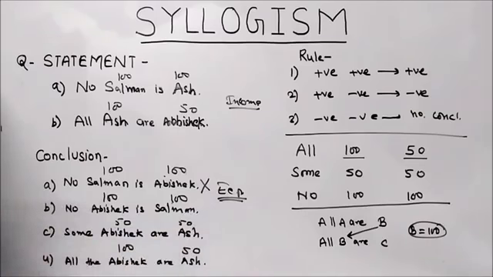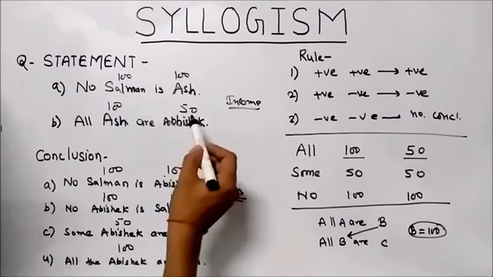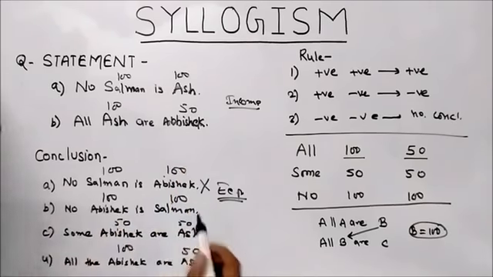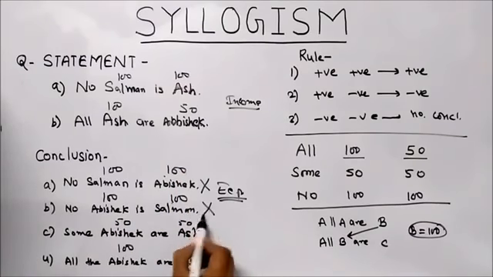Now check the second conclusion. No Abhishek is Salman. Here Abhishek is 100. Here Abhishek is 50. Again, income is less than expenditure. So this conclusion cannot be true.